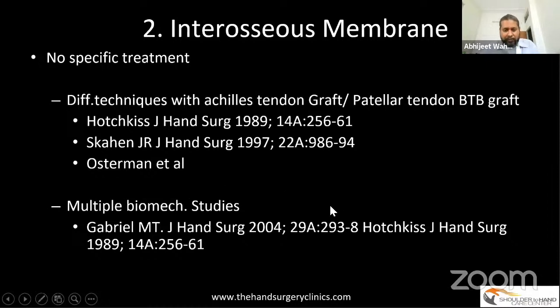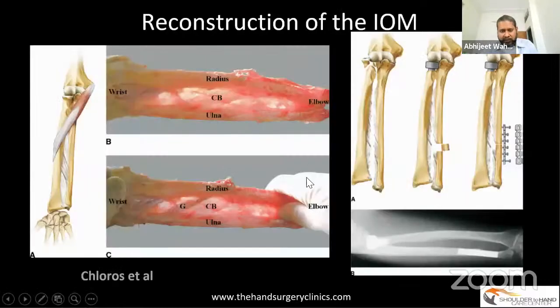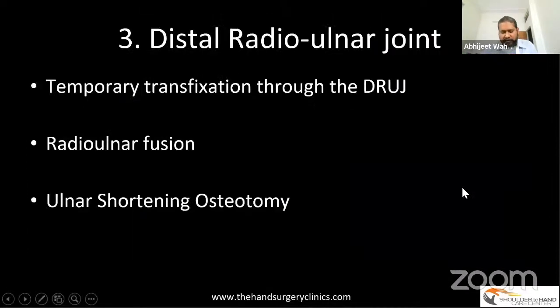Multiple biomechanical studies have also been done to assess if this really works. Here are some schematic diagrams and some cadaver dissections from the published literature. This particular aspect of the interosseous membrane, which corresponds to the insertion of the pronator teres onto the ulna, is something that you need to reconstruct. They have used several different techniques to do that, but there is nothing that is a robust, reliable and reproducible option that we have.